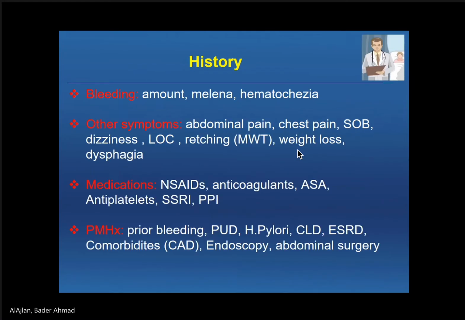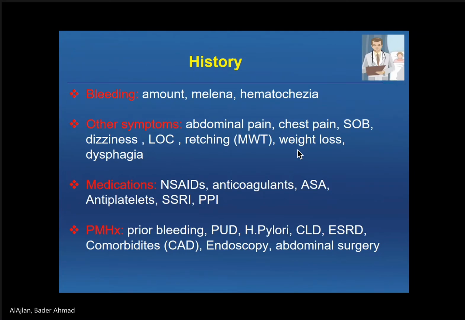Usually what we need to know is the amount of bleeding. So how much is that? What's the nature of it? Is it fresh blood or is it coffee ground? Also, do you see melena or hematochezia? Also, whether they have any other symptoms with it, for example, any kind of pain, abdominal or chest, or signs of anemia, like shortness of breath, dizziness, or loss of consciousness.